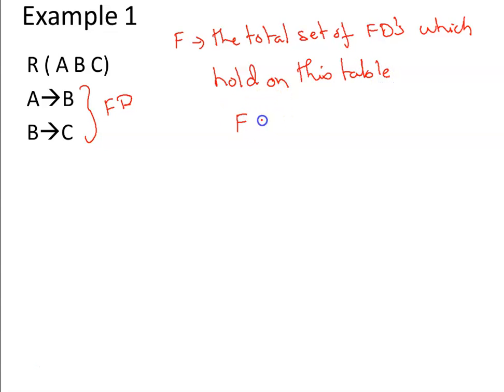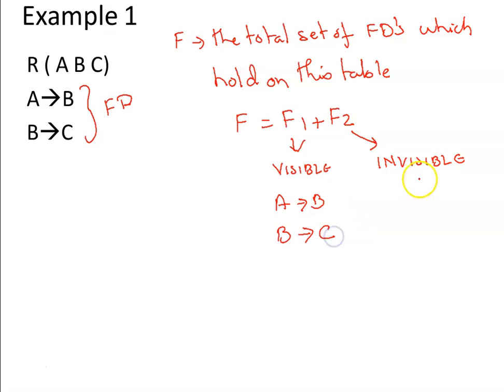So I can say that F equals F1 plus F2, where F1 is the set of visible FDs and F2 is the set of invisible FDs. Which is the set of visible FDs? We have A determines B and B gives you C. What about the invisible? If we apply the transitivity rule, A determines B and B determines C, that means A determines C. So we have an FD, that is A determines C.